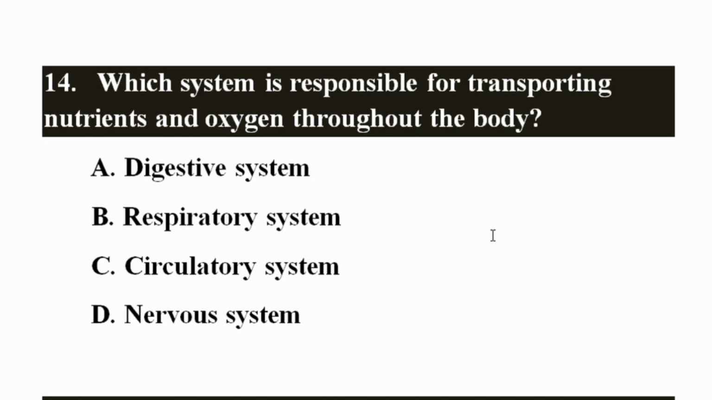Which system is responsible for transporting nutrients and oxygen throughout the body? The right option is Charlie, circulatory system. The circulatory system distributes nutrients and oxygen, and removes waste.